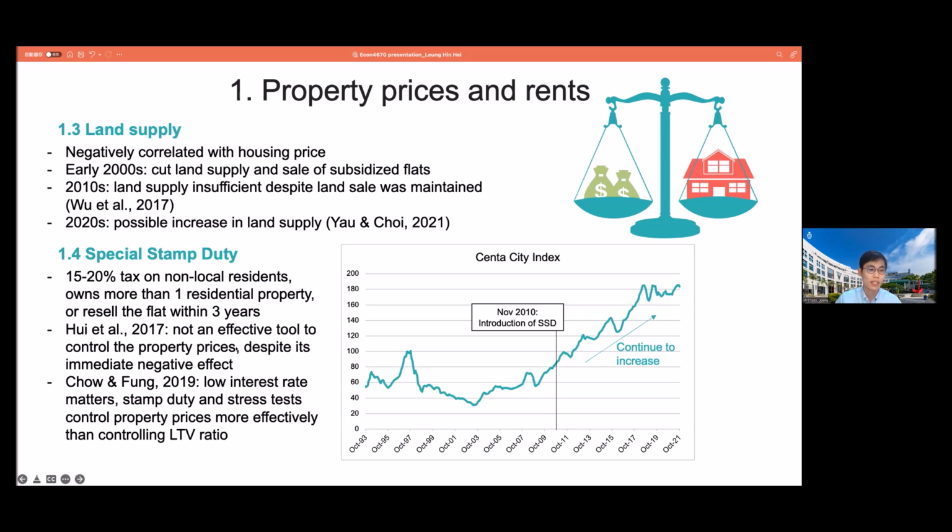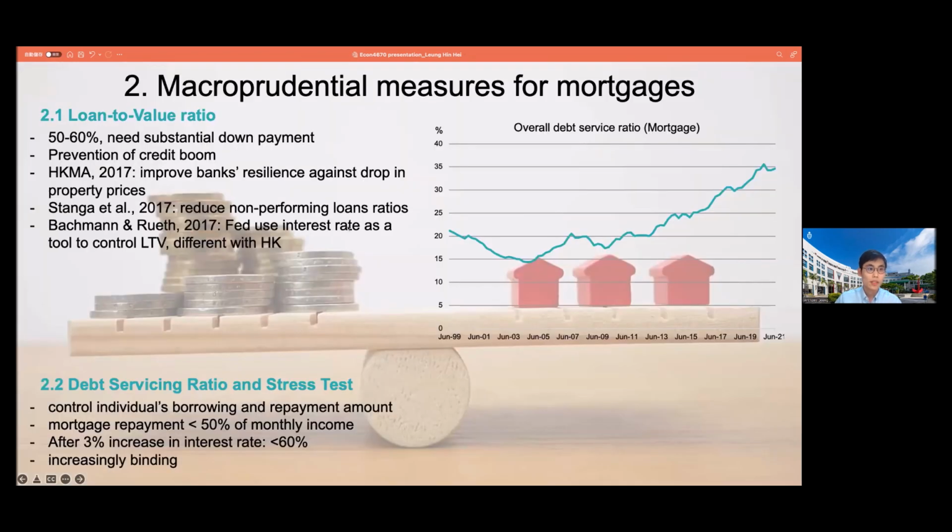And some scholars would suggest that it was not an effective tool to control the property price, despite its immediate negative effect. In the long run, the property price still increased because of the lack of land supplies. And there are also some scholars who mentioned that the low interest rate also matters. Okay, the second point that affects the residential mortgage loan repayment is the macroprudential measures for mortgages.